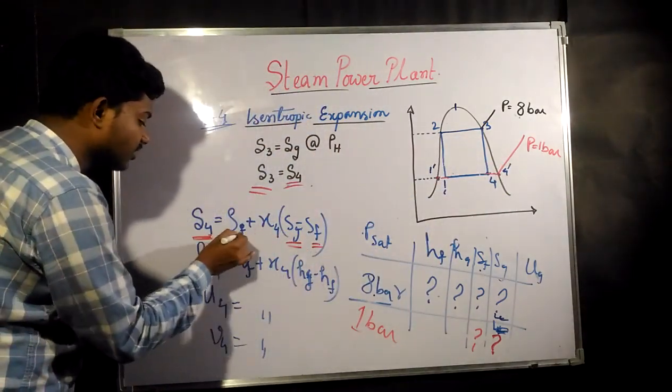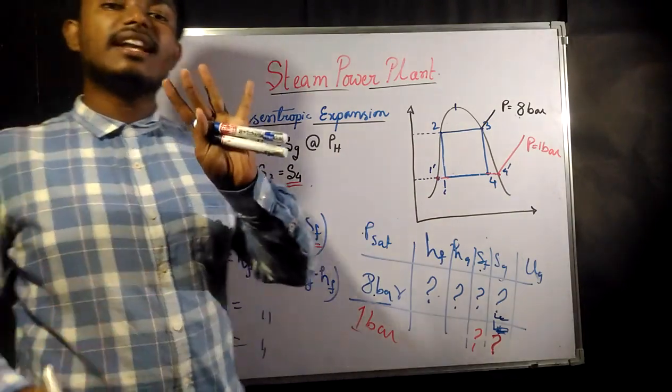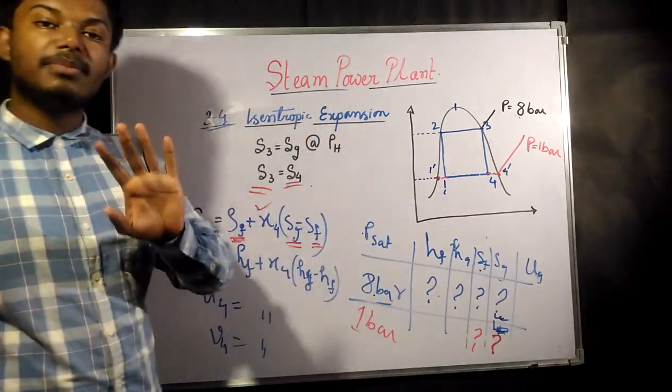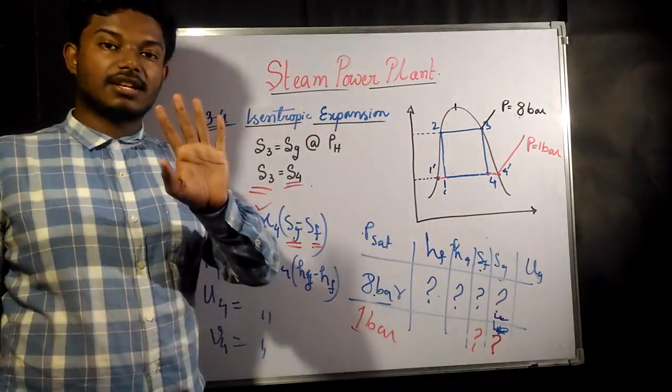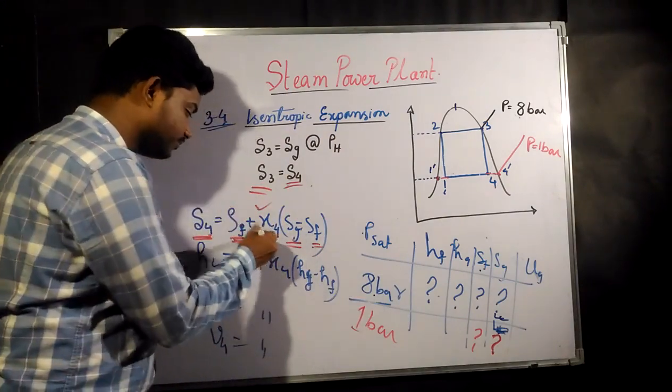Now you know this one, this one, this one, and this one. The only thing unknown is X4. You can easily find your dryness fraction. Okay, now you have completed finding your dryness fraction. That is X4, you know it now.